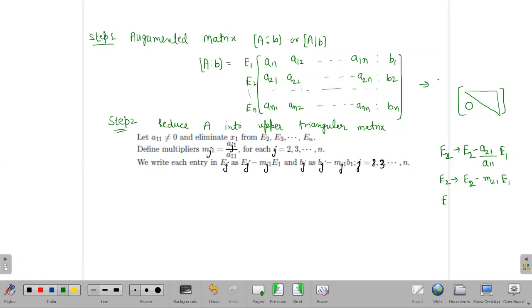And similarly for E3 minus m31 into E1, where m31 is a31 by a11. Similarly, you will write En minus mn1 into E1. Here mj1 is nothing but aj1 by a11. And if I write all these operations in general form, you can write Ej minus mj1 into E1. So this is the operation to make all the entries zero.